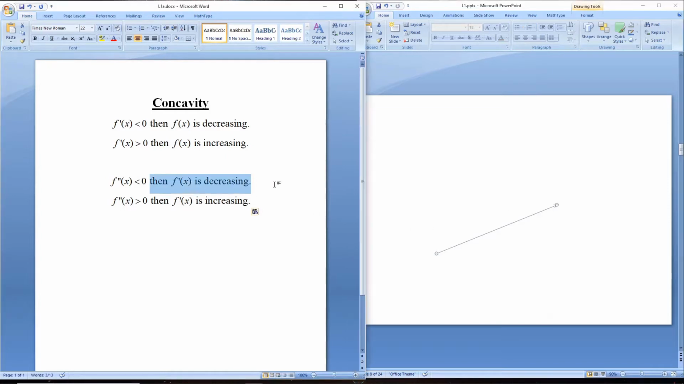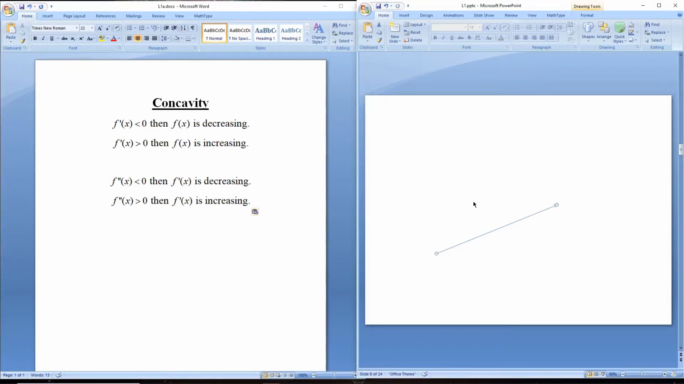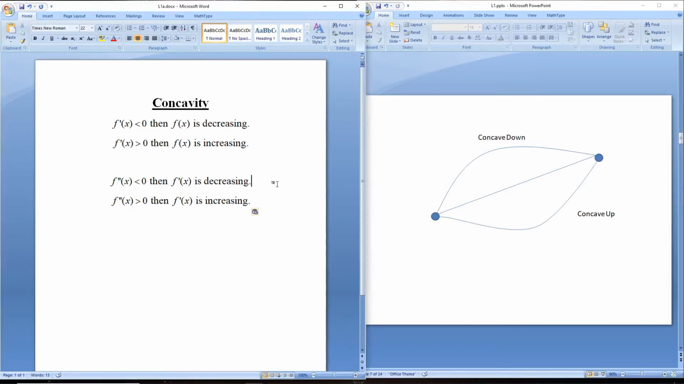And so these are our statements. The second derivative measures concavity. It measures the curvature that you have. So if your second derivative is 0, well, that's no curvature. If your second derivative is less than 0, then that means your first derivative is decreasing. And this would be concave down.